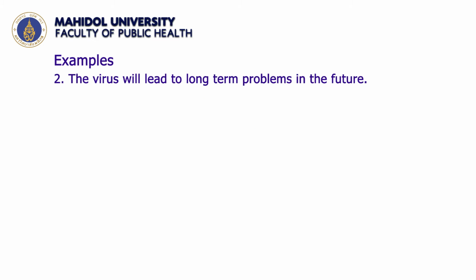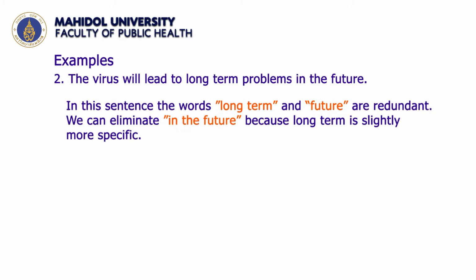Okay, let's look at a second example. The virus will lead to long-term problems in the future. In this sentence, the words long-term and future are redundant. So we can eliminate the word future. You could also eliminate long-term, but I think long-term is slightly more specific. The virus will lead to long-term problems, is the answer.